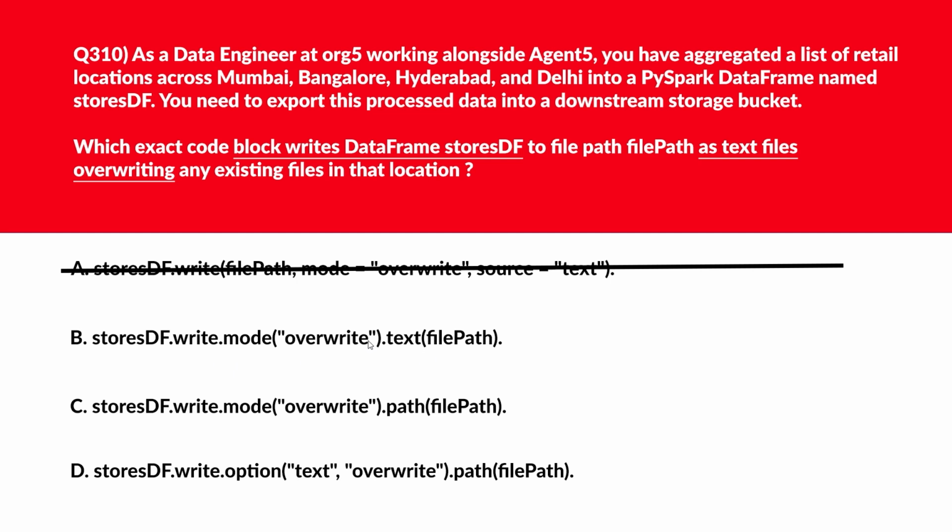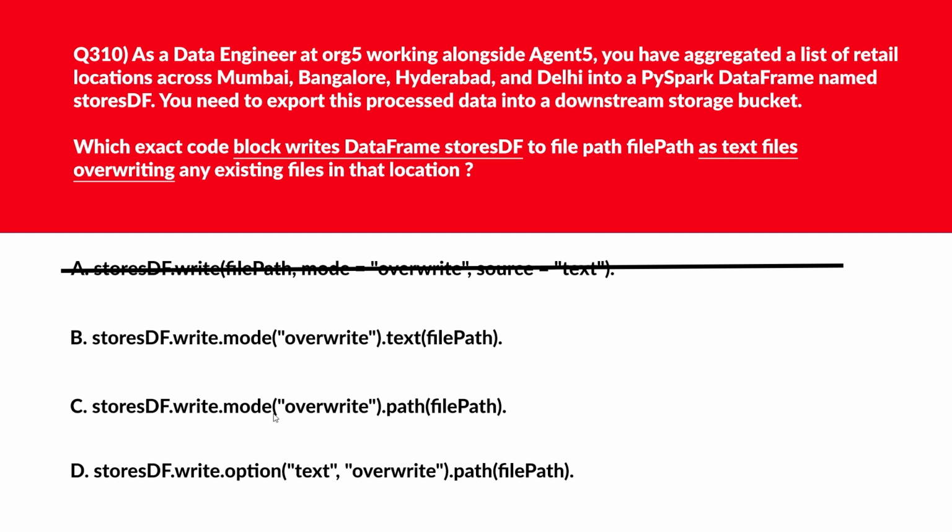Option B says stores df.write.mode overwrite.text file path. Chaining the mode overwrite configuration before invoking the dedicated text function successfully satisfies both the storage behavior and the precise file type requirements. Let's keep it.